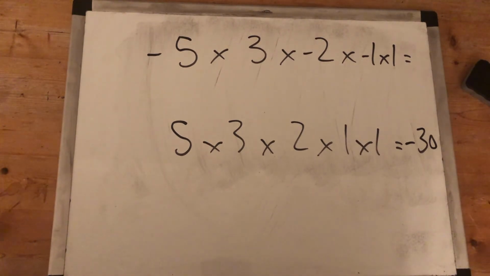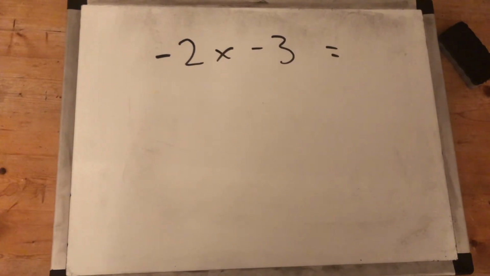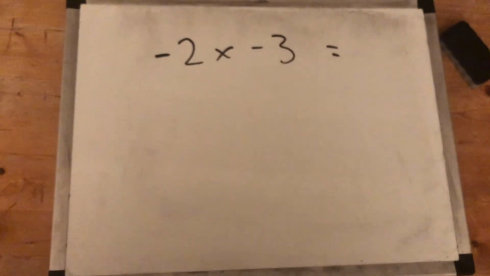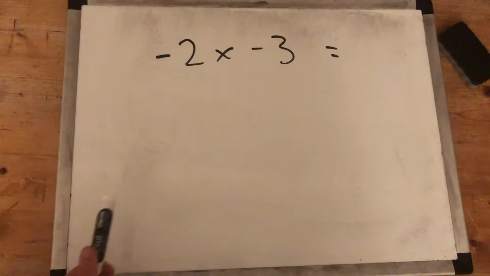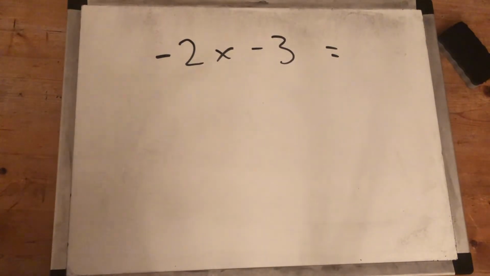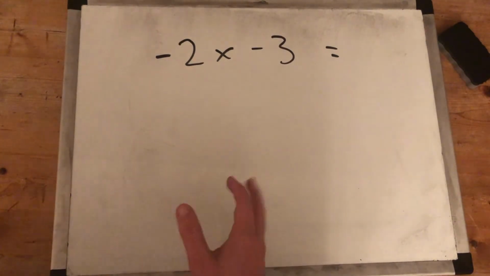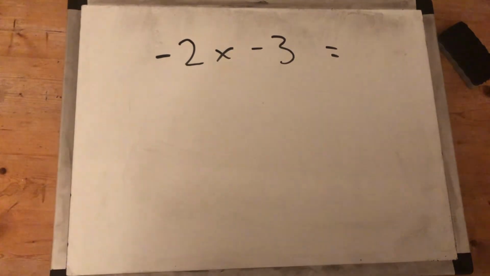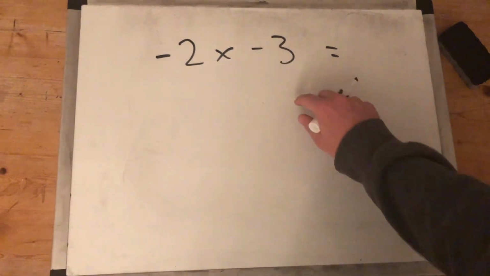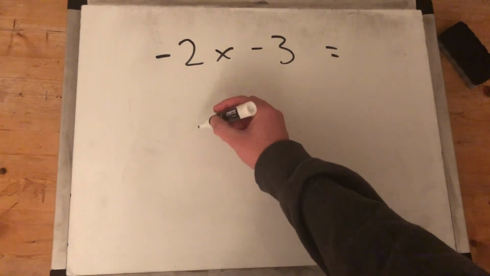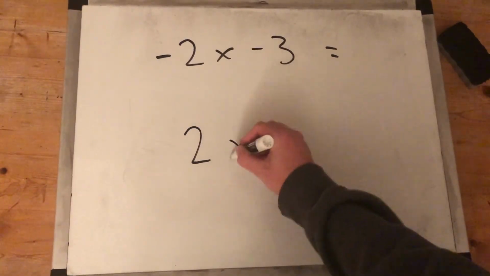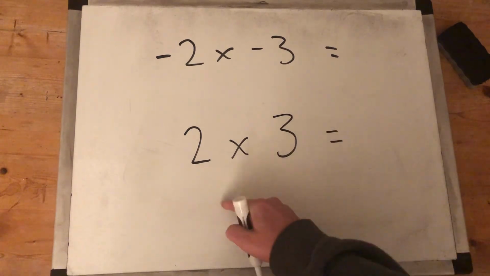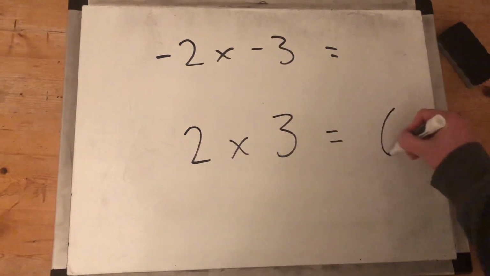One more time. So this is the kind of question you're probably going to be getting. This example here, look at how much easier it is than the ones that we've been doing. You can do this really easily because this method, as I said earlier, is absolutely ridiculous. Minus 2 times minus 3. Well, first step, write it out like normal. 2 times 3. 2 times 3 is 6.